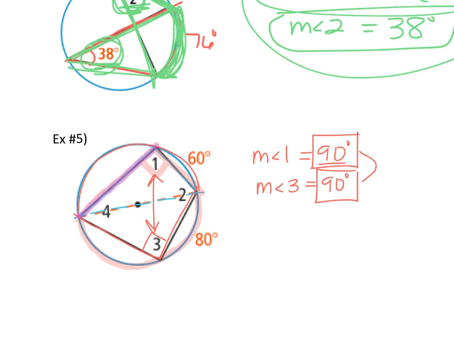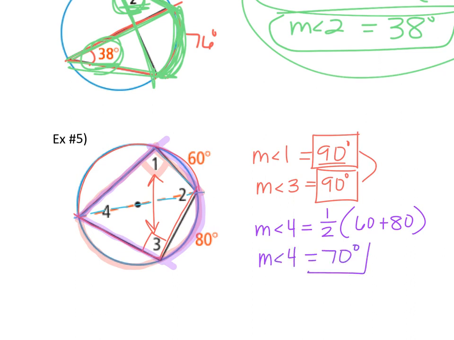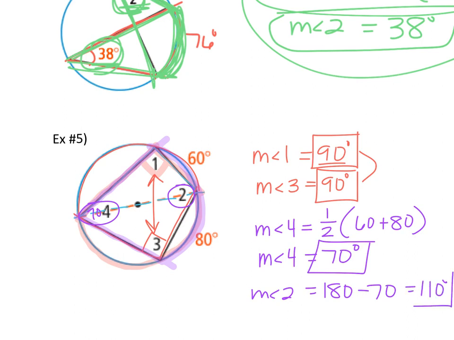If you look, angle 4 opens up here to here, which means it's this arc. So we would say the measure of angle 4 is going to be 60 plus 80 cut in half. So half of 60 plus 80, or half of 140. So the measure of angle 4 is 70 degrees. Now here's the thing. If this is 70, we know these two are supplementary. So we can say the measure of angle 2 is 180 minus 70, or 110 degrees. So the measure of angle 2 would be 110.